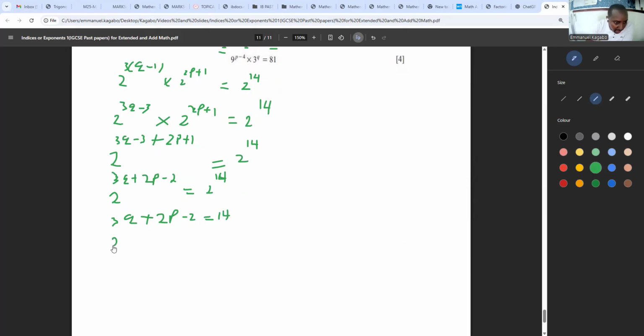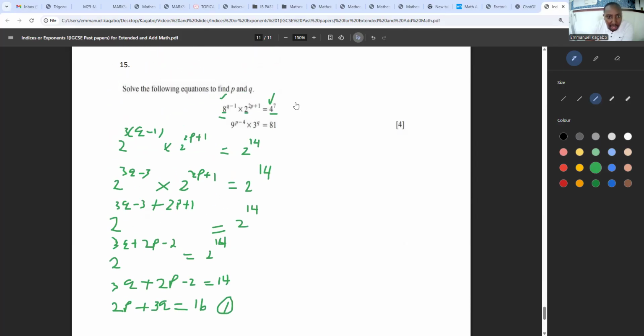So I'll have, let me write p first. 2p plus 3q equals to 16. First simultaneous. Label this question so that you don't make a mistake, okay? Very good. We're still going. I'm done with the first part. What about the second? The second one, I will express them in terms of 3.